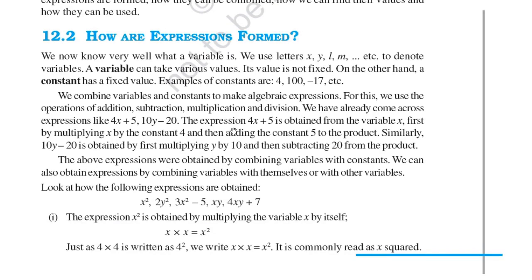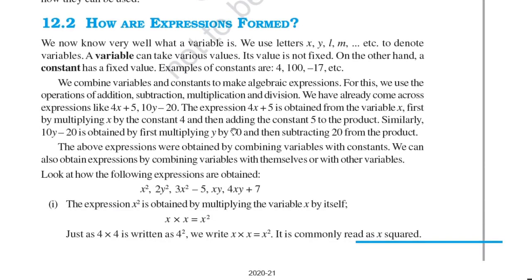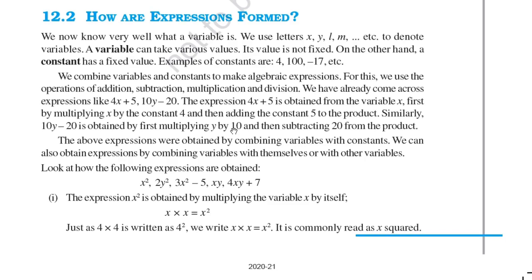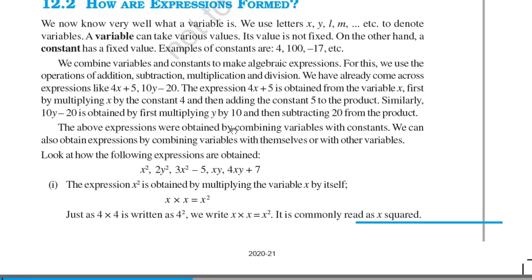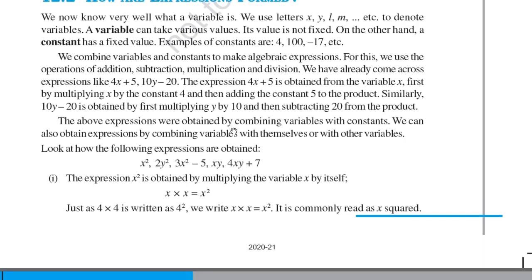So 12.2, how are expressions formed? We now know very well what a variable is. We use letters x, y, l, m, etc. to denote variables. A variable can take various values. Its value is not fixed, so that's why it is called a variable. On the other hand, a constant has a fixed value. Examples of a constant are 4, 10, 100, minus 17, etc.